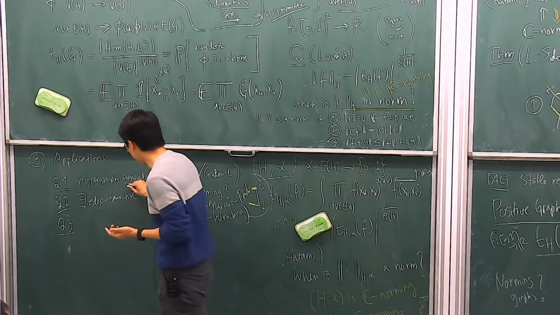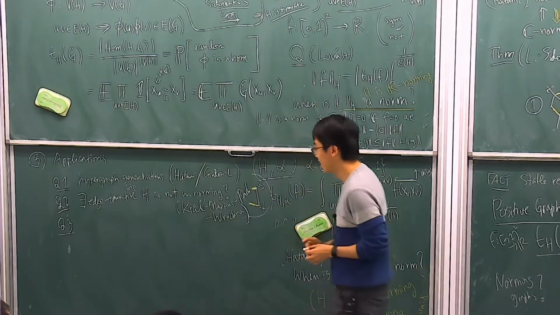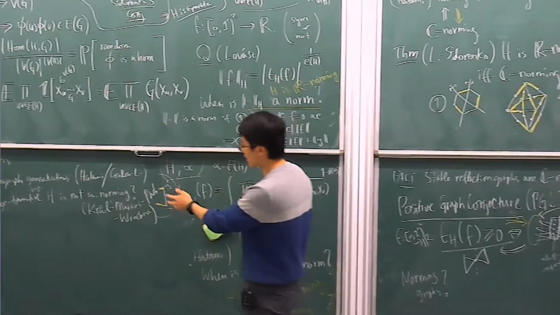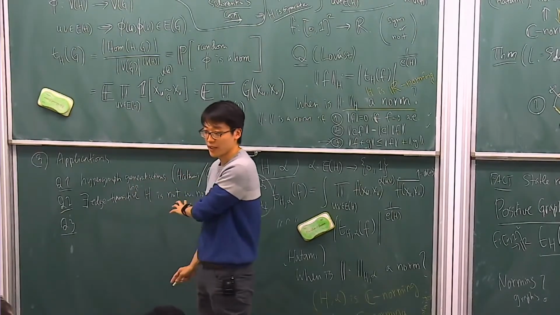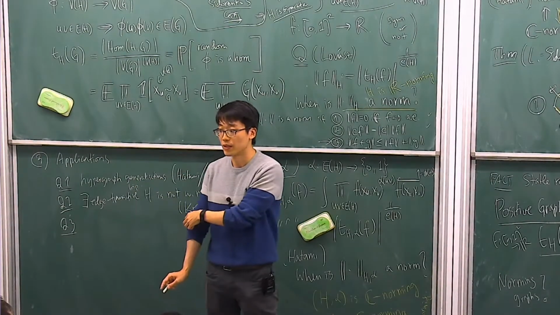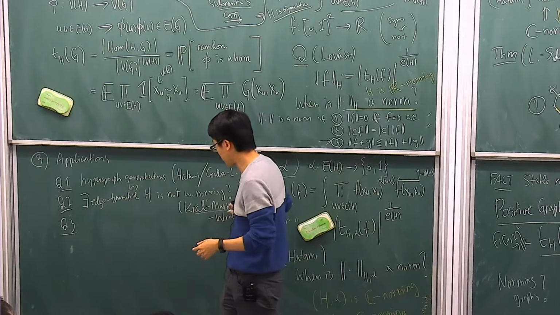So, an H-transitive bipartite graph H that is not weakly norming. They constructed it: there exists an H-transitive bipartite graph that is not weakly norming.